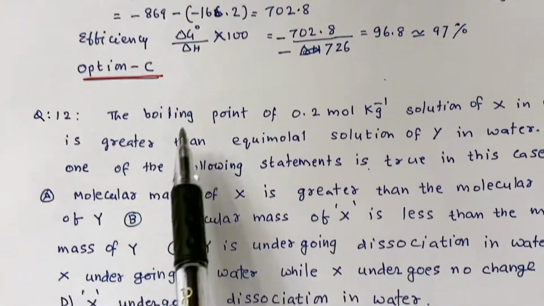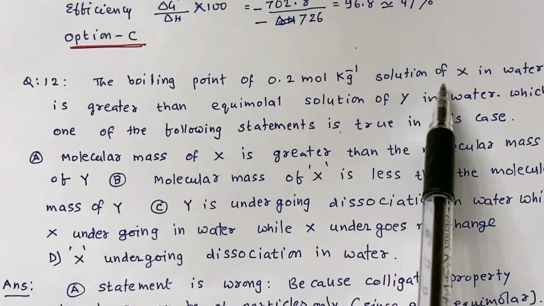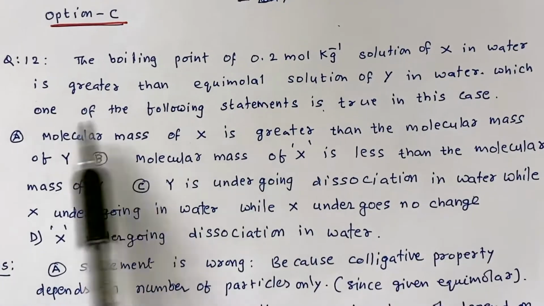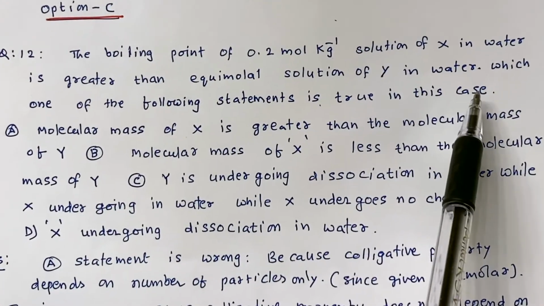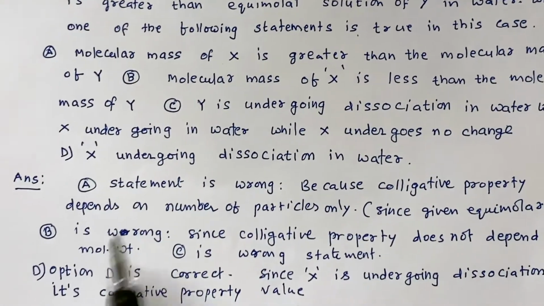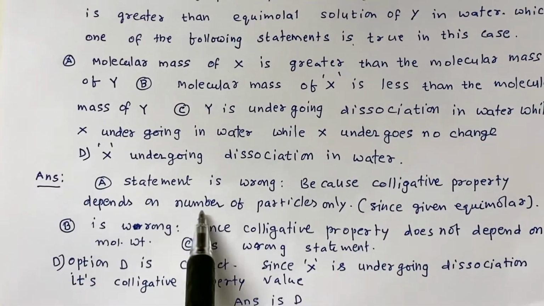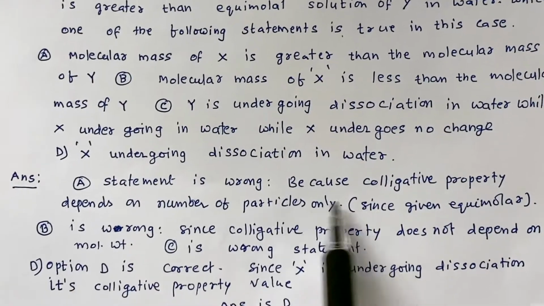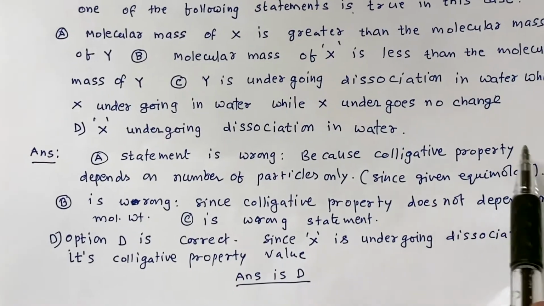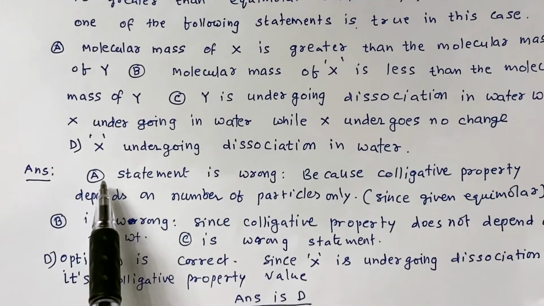So next question. The boiling point of 0.02 mole per kg solution of X in water is greater than the equimolar solution of Y in water. Which one of the following statements is true? Statement A is wrong because colligative property depends upon the number of particles only, not the molecular weight. If they are equimolar solutions, their colligative property would be equal. So statement A is wrong.